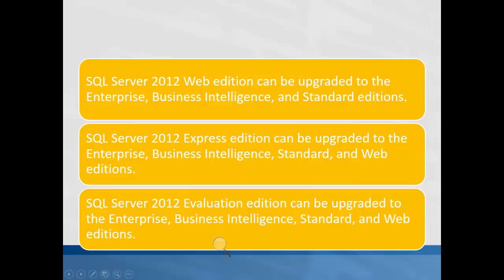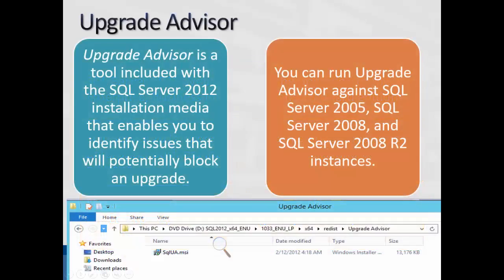Web edition, SQL Server Web edition can upgrade to... So we have a 2012 edition, suppose, but we still need to use the features of another 2012 edition. So that's what it's saying, that 2012 Web edition can upgrade to Enterprise, Business Intelligence and Standard. So this is a list that I don't need to go through.